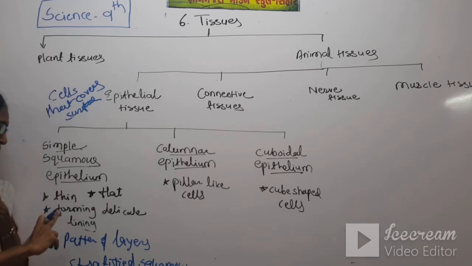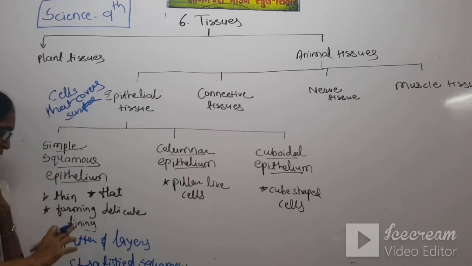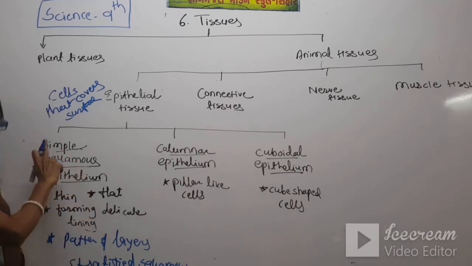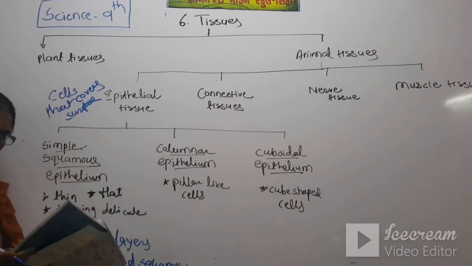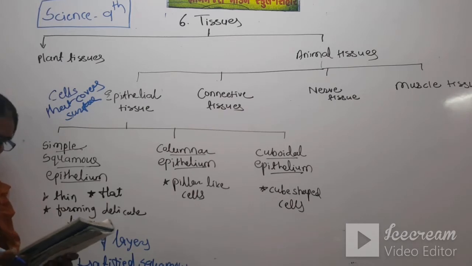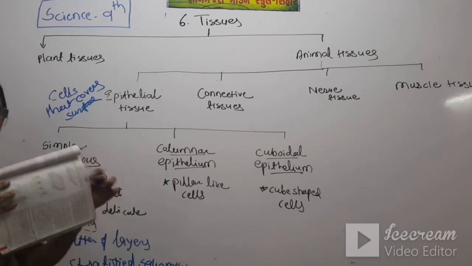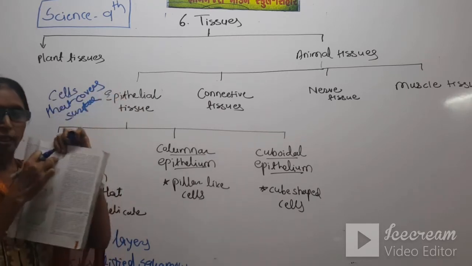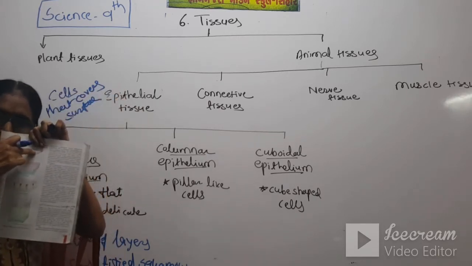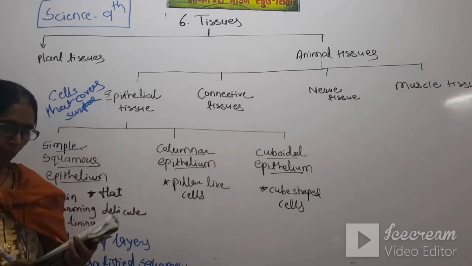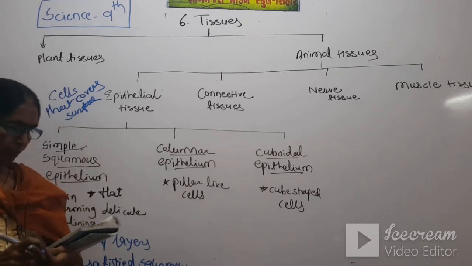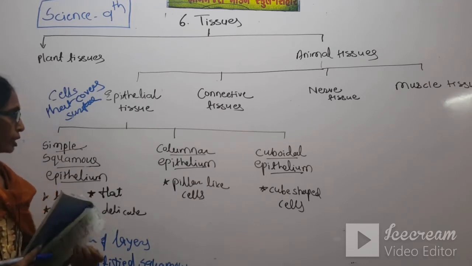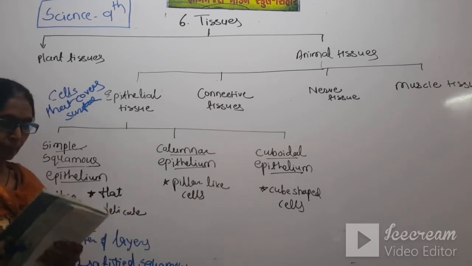They are flat, thin, forming a line. But suppose there are layers above one another, then they are called not simple but stratified squamous epithelium. Also the figure is given here, stratified squamous epithelium. This one is just the simple squamous epithelium. Now we will see the other one, columnar epithelium.